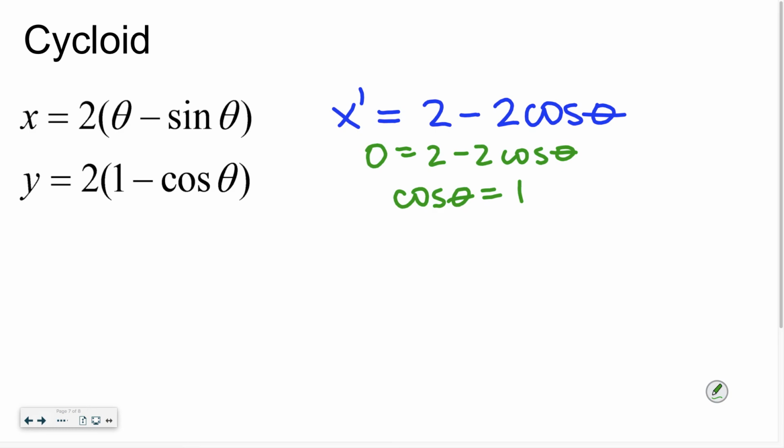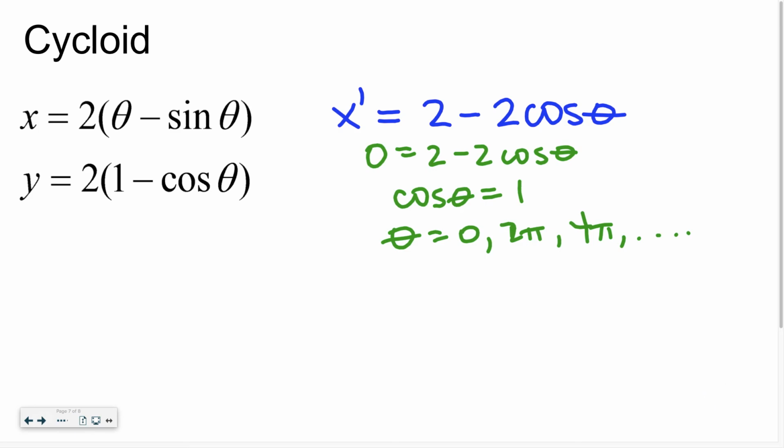Let's just set this equal to 0. When I solve for theta, I get cosine of theta equals 1. When does the cosine of theta equal 1? At 0, and 2 pi, and 4 pi, right? I'm going to write it like this for now. I know that we can write it differently.